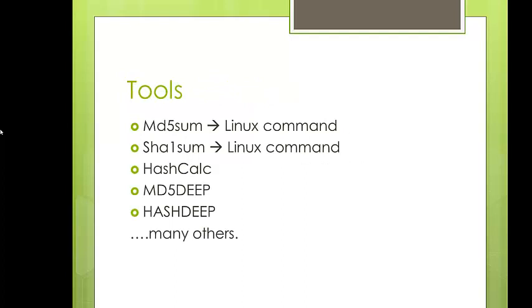Some of the tools that we use for hashing: MD5sum and SHA-1sum are two commands that come native with any Linux distribution. You can use those just by typing the command itself, md5sum, and then the name of the file that you want to get a hash value for.